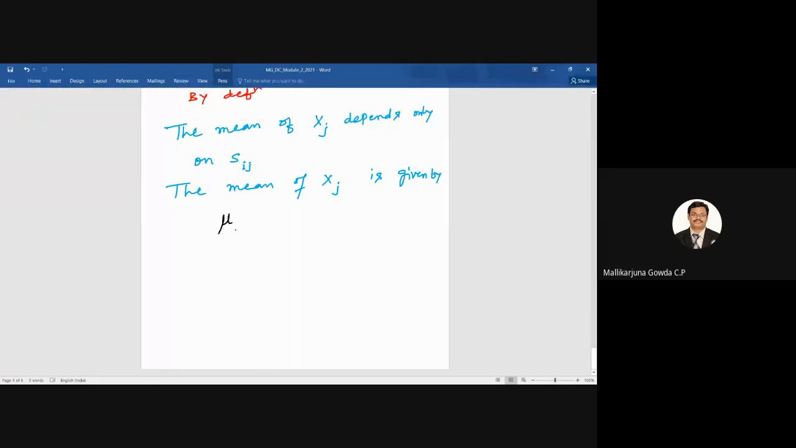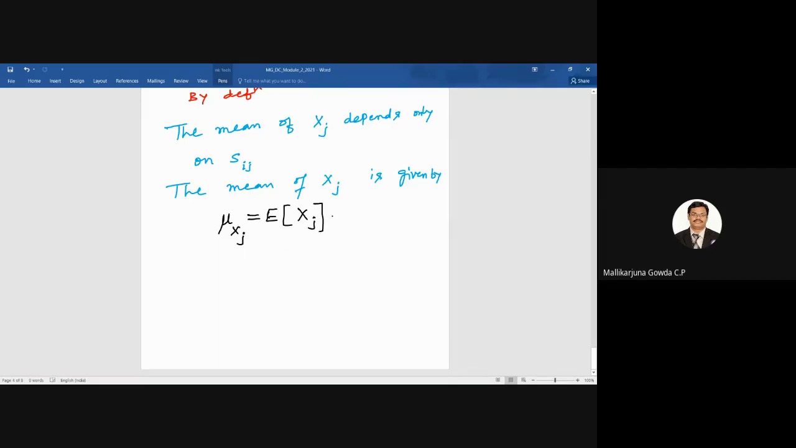Okay, mu suffix xj. Hope you all understand this is the mean, the mean of the random variable xj. Usually we use the expectation operator, right? E of xj we write. Are you aware of this? The mean of the random variable is denoted by mu suffix xj, and we can write this as the expectation operator, E of xj.